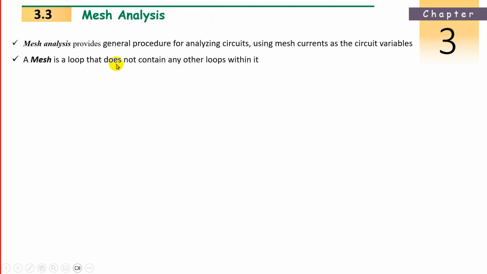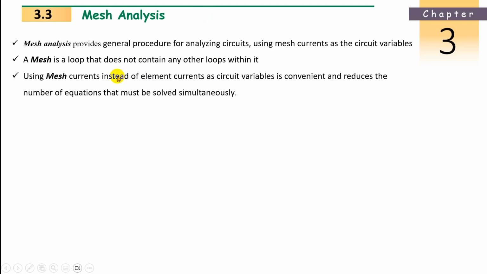A mesh is a loop that does not contain any other loops within it. Means a mesh is a loop which doesn't have any other loops. Only one loop, no other branches, nothing. So it should cover only one loop. How it is covered, we will check.